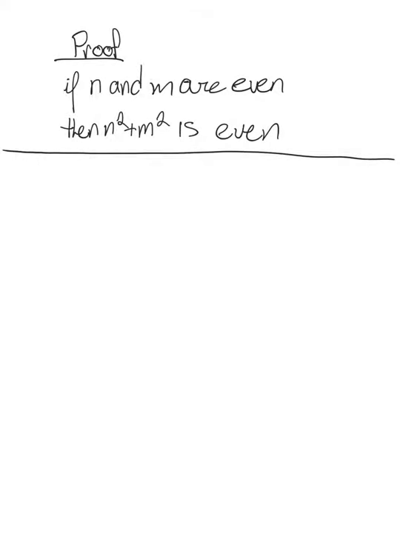Okay, so we are going to start to tackle how to do proofs. Basically, what a proof is, it's an if-then statement, where if P, this is going to be your P, then Q, where this is your Q.